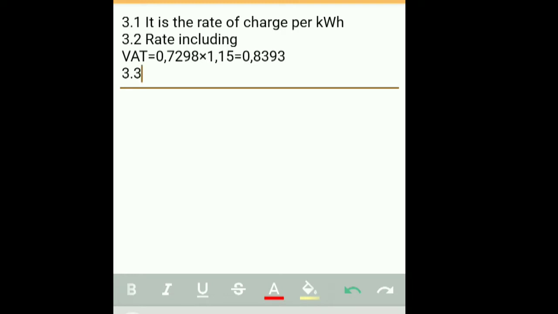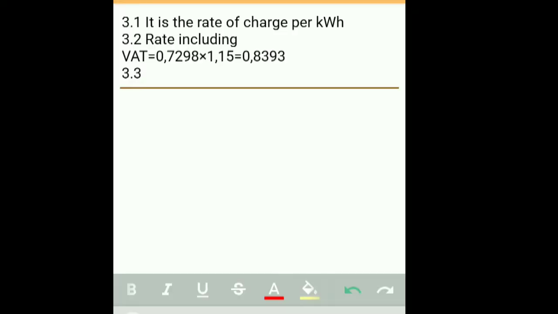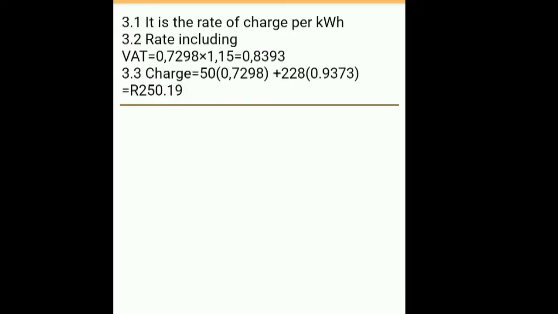The question says, Nelson used 278 kilowatts of electricity. Calculate what he was charged excluding VAT. I'm repeating again. Nelson used 278 kilowatts of electricity. Calculate what he was charged excluding VAT. So guys, this is how we do 3.3. We say charge equals 50 multiplied by 0.7298, you can use brackets if you want, plus 228 multiplied by 0.9373, then our final answer is 250.19.